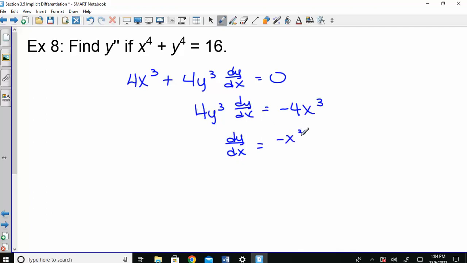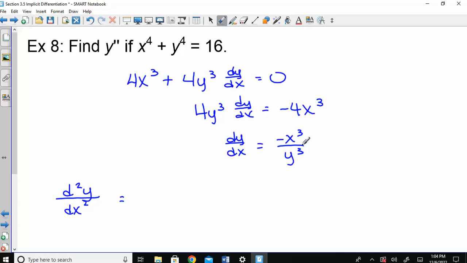So if we divide, we get negative x cubed over y cubed. That's the first derivative. And I wanted the second. So we're going to have to do it again. So the notation, it's actually d squared y over dx squared. That means second derivative. You're welcome to call it y double prime. I just think tick marks easily get lost in these problems.